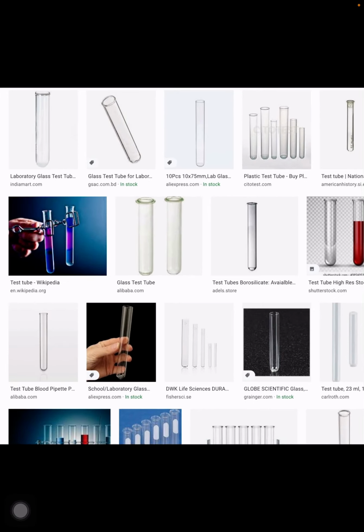Test tubes are made up of glass which can withstand high temperature and the effect of different chemicals as well. But you should know very clearly that a test tube is basically used for the performance of experiments at a smaller scale.